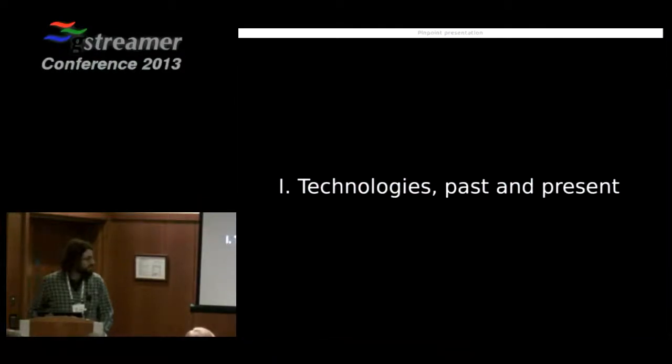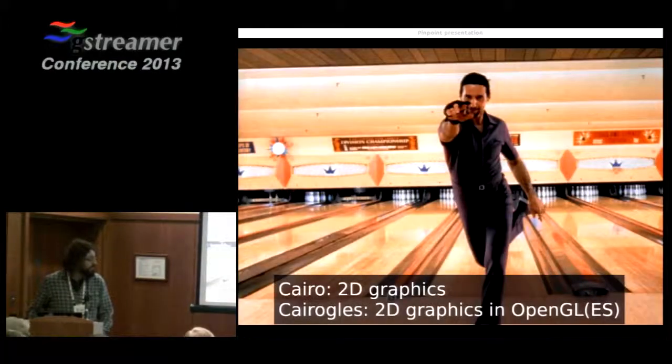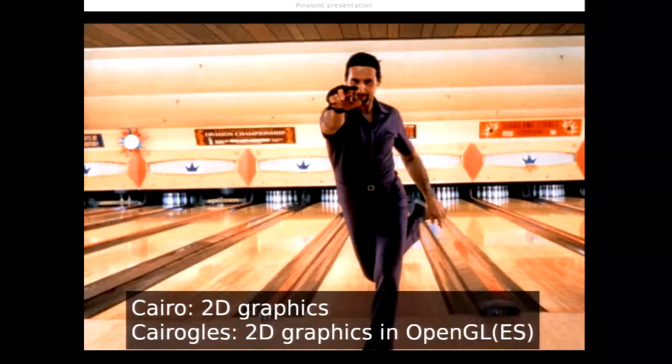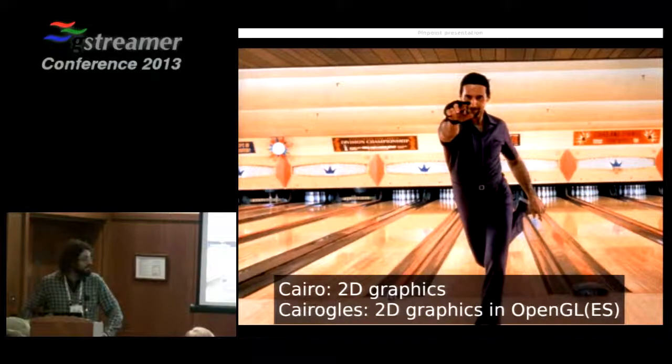So let's present the various technologies that are used, that have been used, that will be used. I'm interested in cairogles on GStreamer. So what is Cairo? Cairo is a library to do 2D graphics, basically as if you had a pen and you could draw on the screen, but programmatically, and then you can even paint and do fancy things and compose your shapes together.